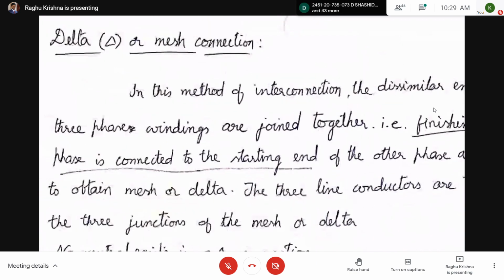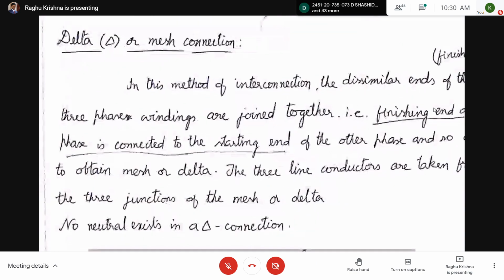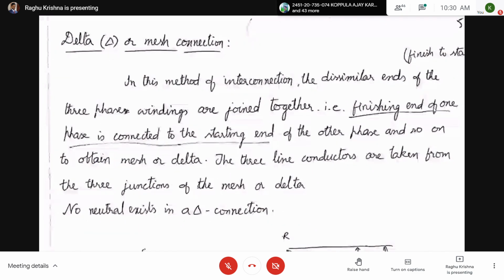Already you have seen that in this method of interconnection, the dissimilar ends are joined. What are the dissimilar ends? Finish end and start end. In this method of interconnection, the dissimilar ends of the three-phase windings are joined together. That is, the finishing end of one phase is connected to the starting end of the other phase, and so on, to obtain mesh or delta. The three line connectors are taken from the three junctions of the mesh or delta. No neutral exists in a delta connection.